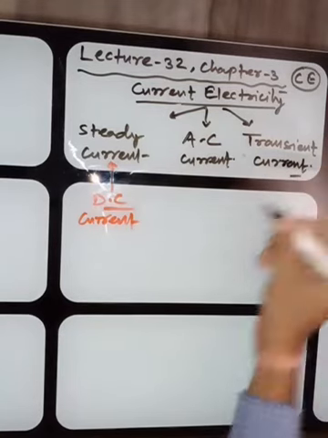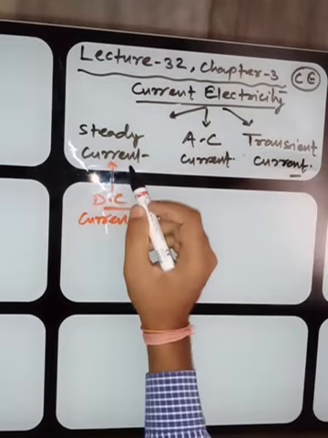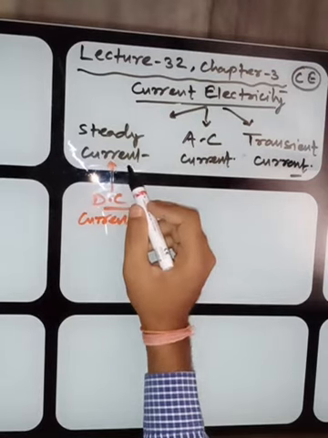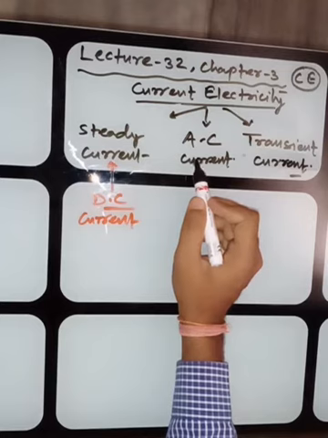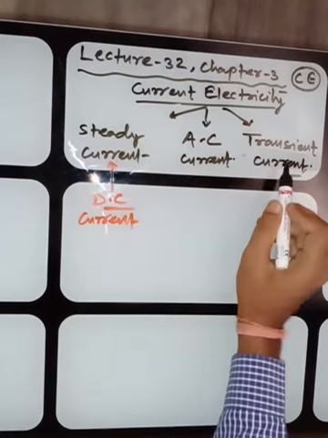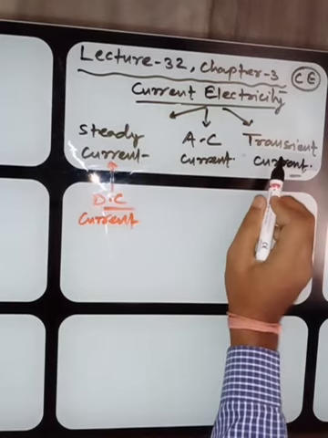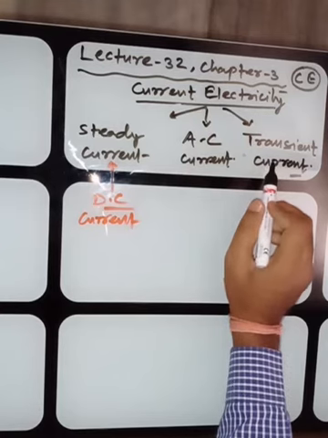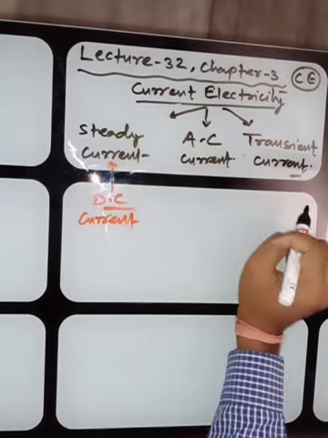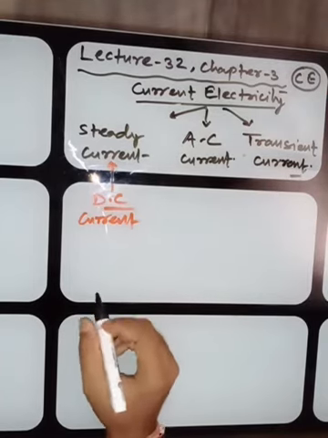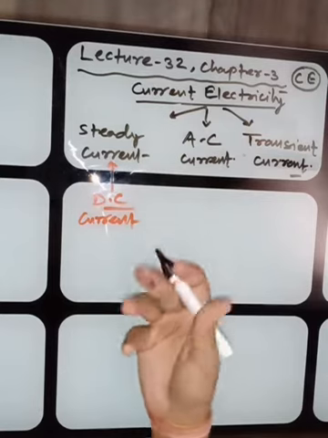Now this steady current you will find in conductor. This AC you will find in conductor even and the electronic circuits. This transient current you will study and it is found in inductor and capacitor. Now DC, what will be the nature of direct currents?